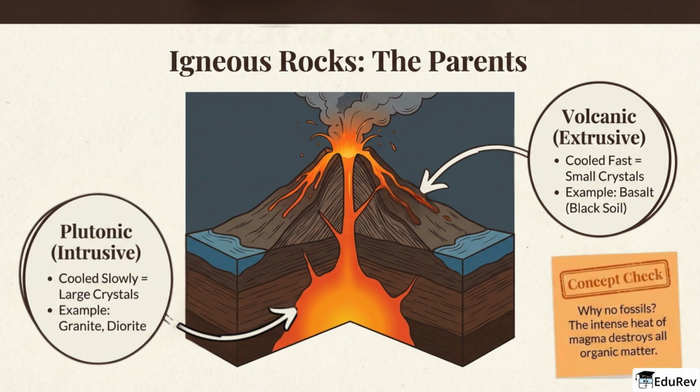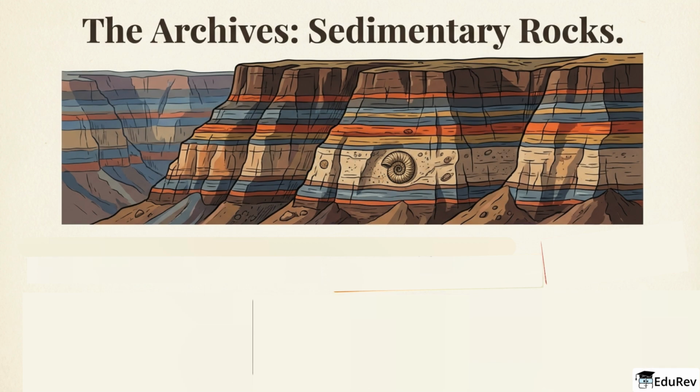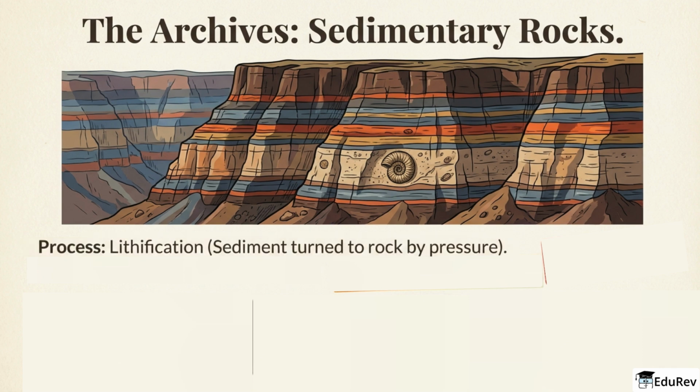Now a concept check that saves you from a basic mistake. Why no fossils in igneous rocks? Because the intense heat of magma destroys all organic matter. Once that is clear, we move to the archives, the rock type that actually stores fossils and layers. Now let's understand what defines sedimentary rocks. The process mentioned is lithification, meaning sediment turns to rock by pressure.